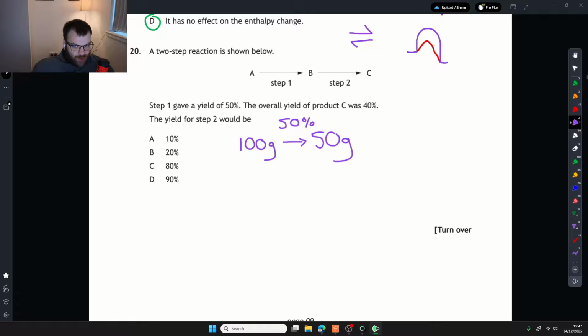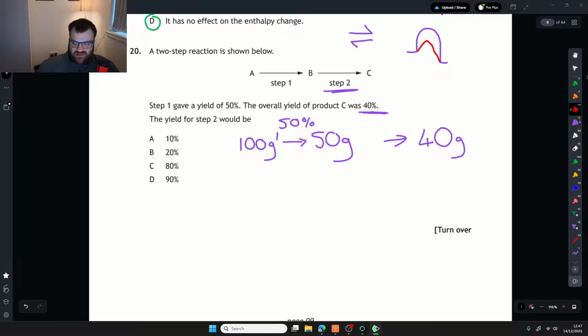Now, I was a bit on autopilot and I just read that the next step, step 2, would be 40%. Then I worked out what 40% of 50 was, and that got me wrongly to 20%. It's not what the question is saying. The question is saying that we are left over at the end with 40% of the starting material. So we have to work out what the yield of the second step is going to be.